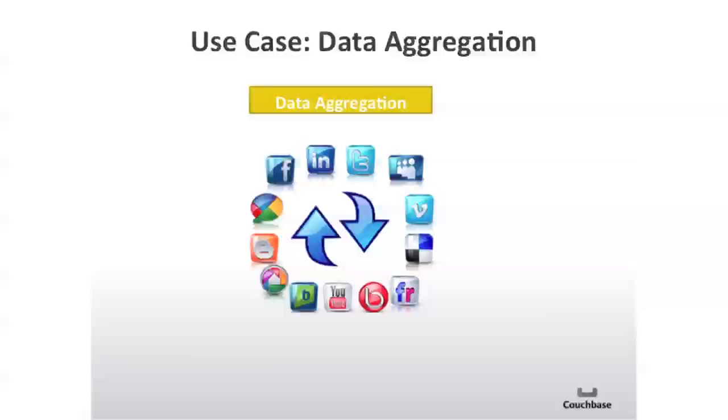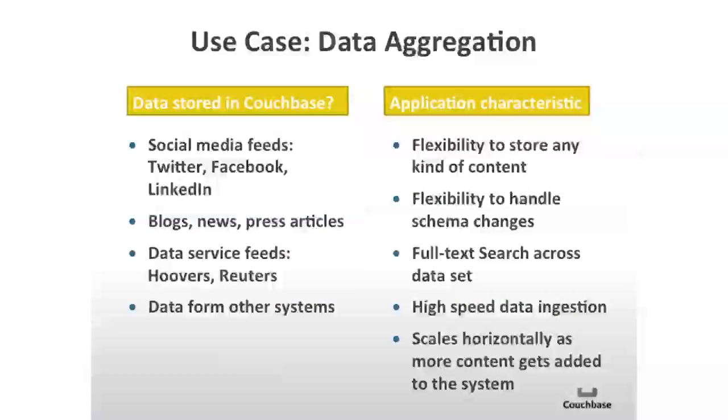Data aggregation use case. Again, the data stored in Couchbase is all the social media information like Twitter feed, Facebook feed, LinkedIn, blogs, news, press articles. The requirement was flexibility to store any kind of content. One important thing to mention here is that in the same database, you can have documents, you can have blobs, like a key-value store, so it's a combination of everything. For example, let's say you're building an application and you have some structured data, but you also have some unstructured or semi-structured data. All can coexist in the same database.